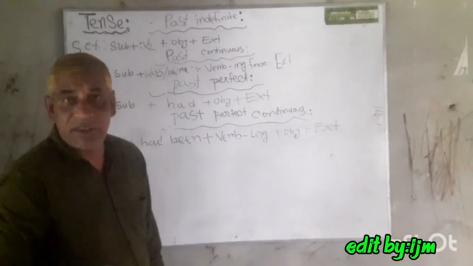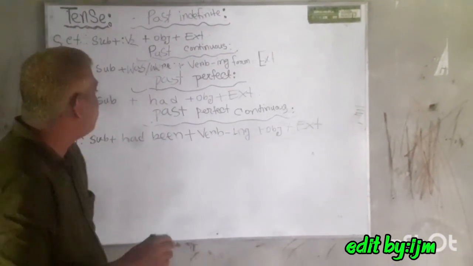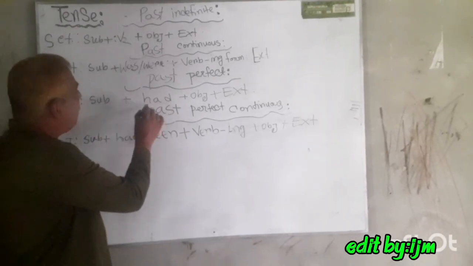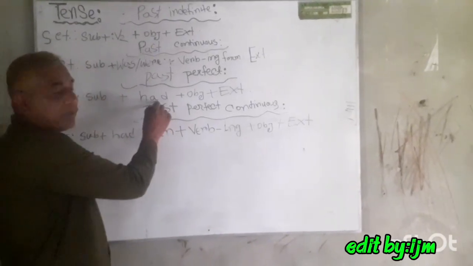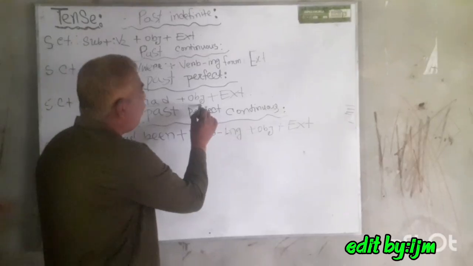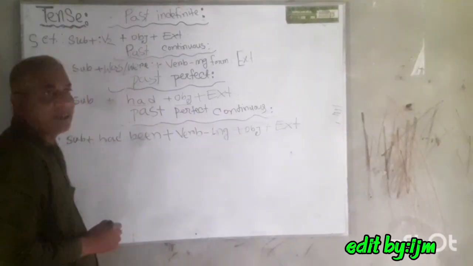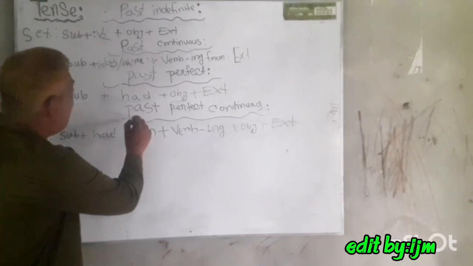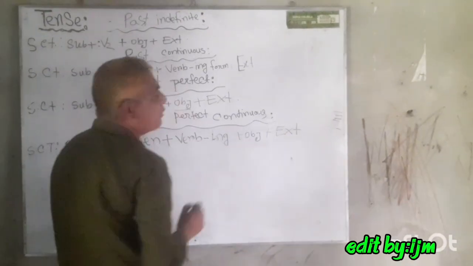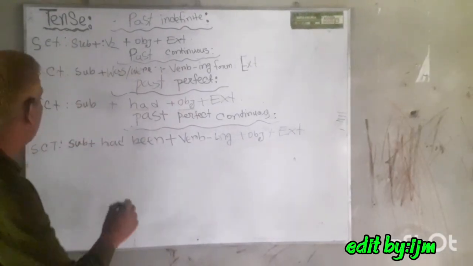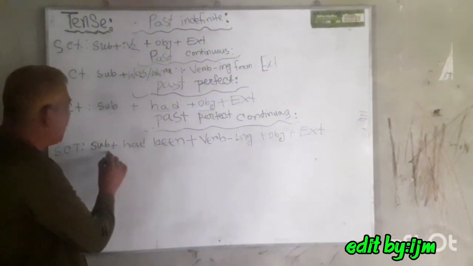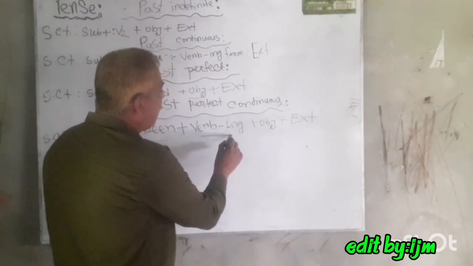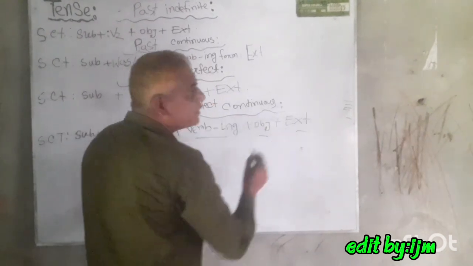Past perfect tense is very important. So we know the structure of past perfect: subject plus had, helping verb or সাহায্যকারী verb, and next object plus extension. And next we are going to know the past perfect continuous. This is very important. So we know the structure: subject plus had been plus verb এর সাথে ing, that means verb plus ing, plus object plus extension.